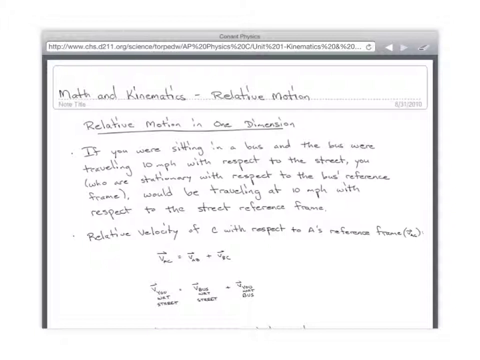All right. So the key is motion is always relative to the reference frame that you're in. And the exact same motion, the motion of the ball, can be described as plus 20 miles an hour in the reference frame of the person in the bus, or plus 70 miles an hour in the reference frame of the person on the ground.